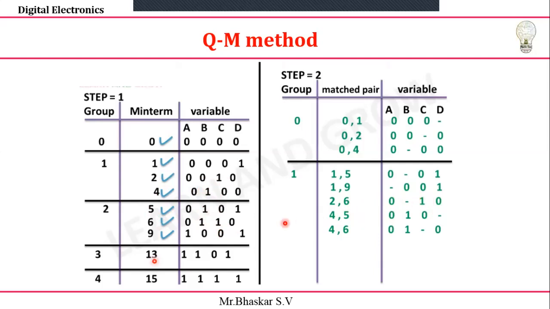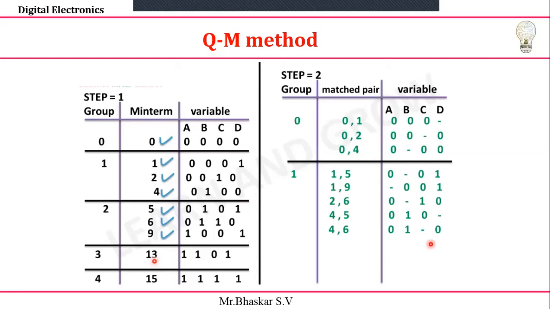Next, 4 comma 5. Once you're looking for 4 comma 5, 0 1 0 0 you have. With respect to 5, 0 1 0 1, the 0 is the same, the 1 is the same, and the 0 is the same, and the last bit is changing. This last bit is changing. That's why I'm going to take a dash here.